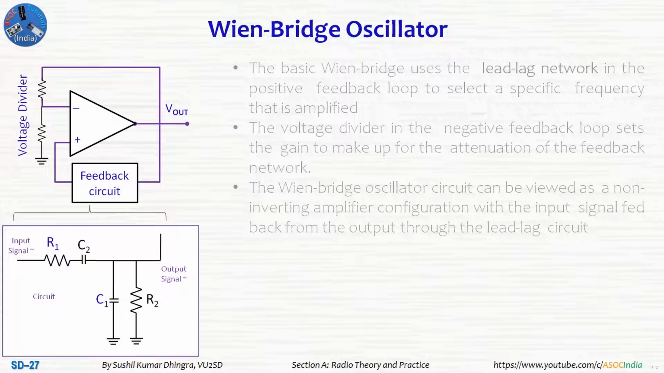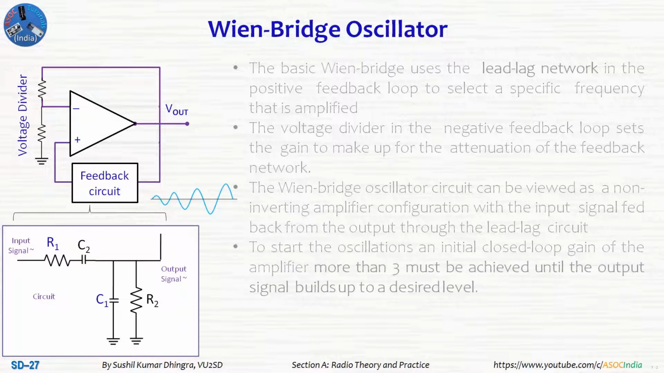You have to understand: to start the oscillations, the initial closed loop gain of the amplifier must be more than 3 to achieve at least some desired output, which will be sent back to be amplified. After that the gain will be made uniform at 1, because if it is less than 1 it will be a damped wave, and if it is more than 1 it will be distorted waves.